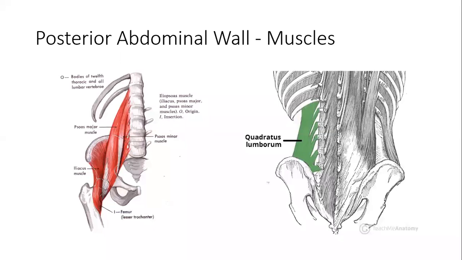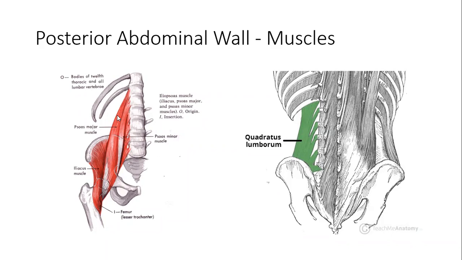It arises from the transverse processes and vertebral bodies of the 12th thoracic vertebra up till the 5th lumbar vertebra. It then moves inferiorly and laterally, running deep to the inguinal ligament and attaches to the lesser trochanter of the femur along with iliacus muscle.